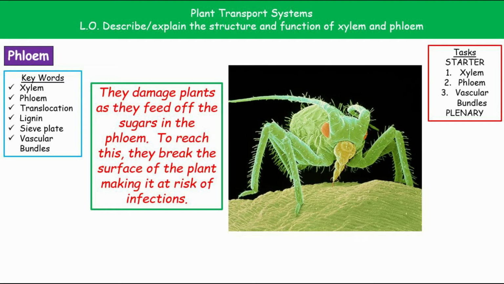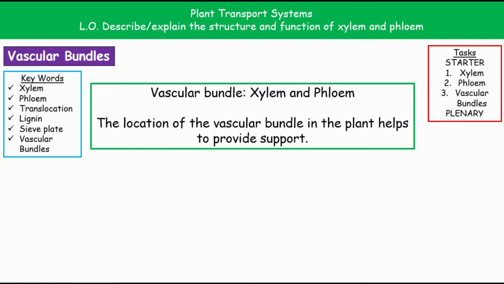When it comes to the xylem and the phloem, these aren't just free floating around in the plant. They're actually associated with each other in a structure called a vascular bundle. So wherever you see the phrase vascular bundle, it's talking about the xylem and the phloem tissue. And what we actually find is that the location of the vascular bundle is going to change depending on the region of the plant. And it does that to then provide different types of support to the plant.